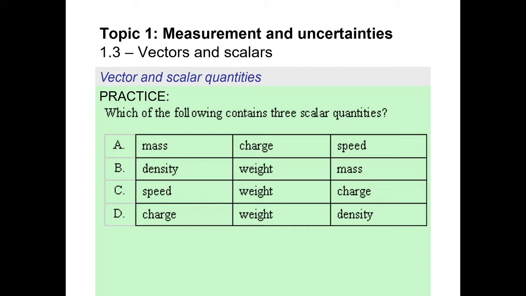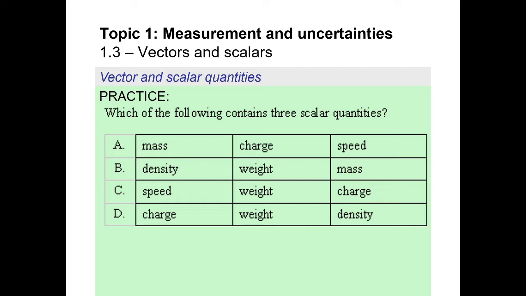So looking through the options, all 3 of them have to be scalar quantities. Now, charge, you may or may not remember from grade 9 science what that is. Density, you might have an idea. Speed, well, we just talked about speed. Speed was a scalar. We have mass. Mass is a scalar. So we're looking at charge and weight.